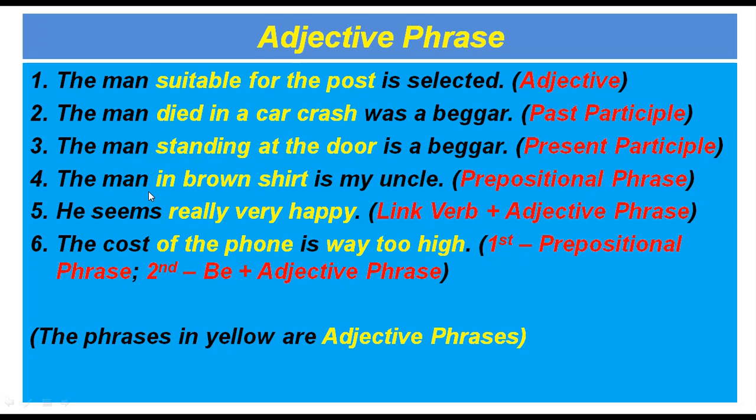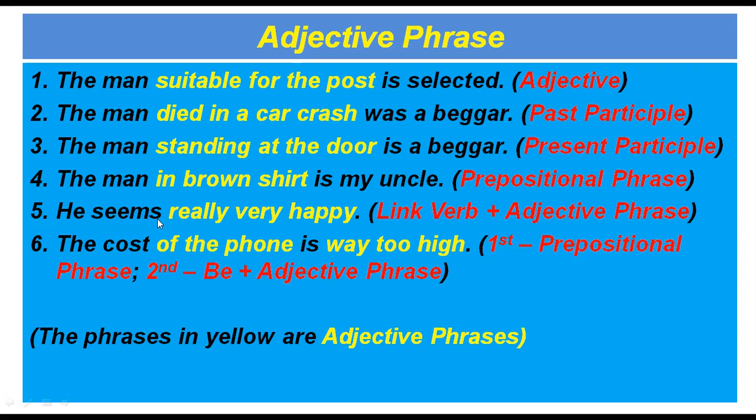And in number four, the man is my uncle. But what's more about this man? More about this man is that he is wearing a brown shirt. Okay, so the man in brown shirt, it's an adjective phrase. And have a look at this phrase. This phrase starts with a preposition. So normally we call it a prepositional phrase. But when it gives more information or modifies a noun, we can easily call it an adjective phrase.